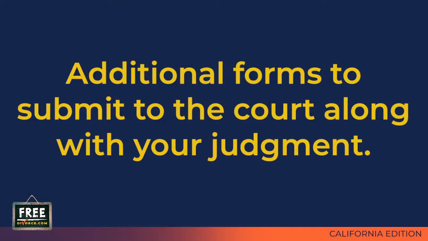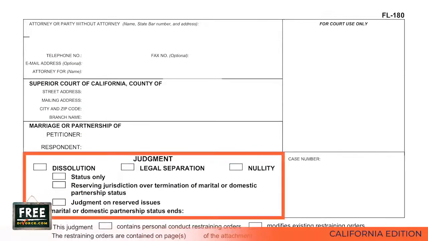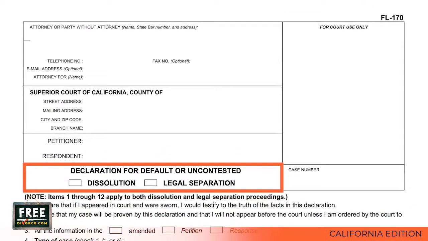After I've drafted my divorce judgment, what additional court forms am I going to need to fill out and submit with my divorce judgment when I file my proposed divorce judgment with the court clerk? After you have drafted your proposed divorce judgment, FL-180, you will need to fill out the Declaration for Default or Uncontested Dissolution, which is FL-170.